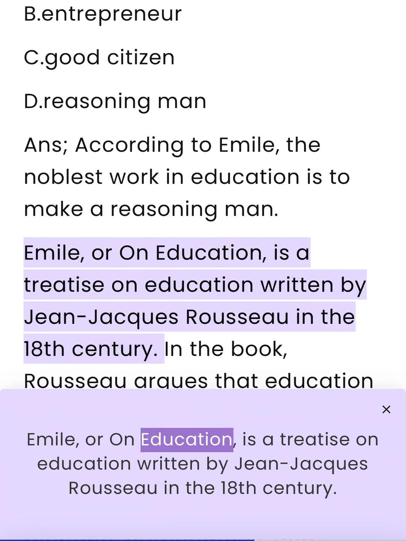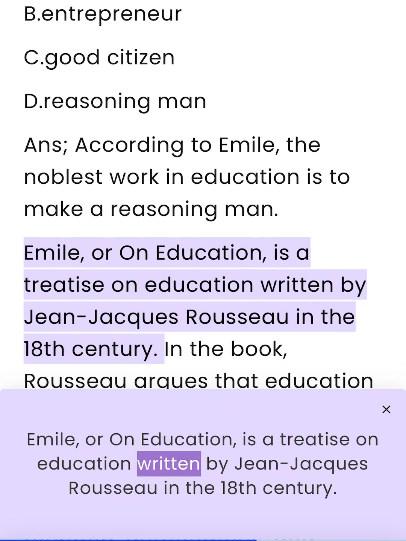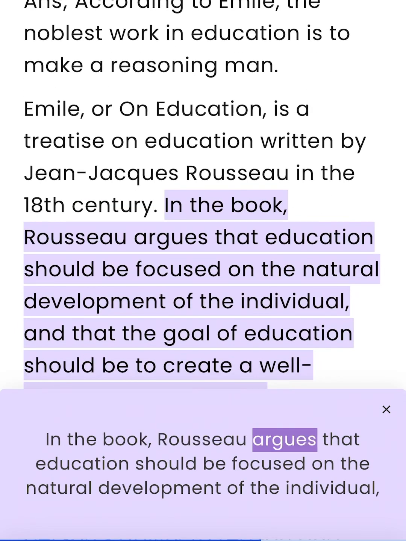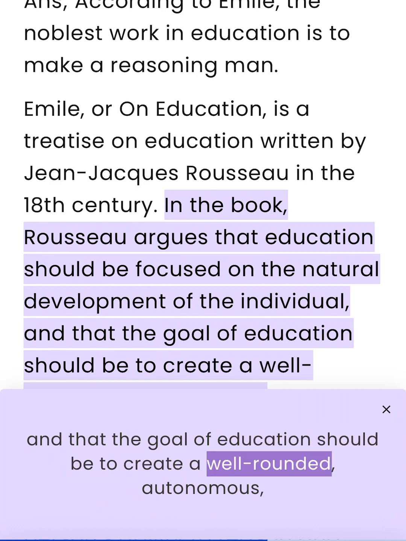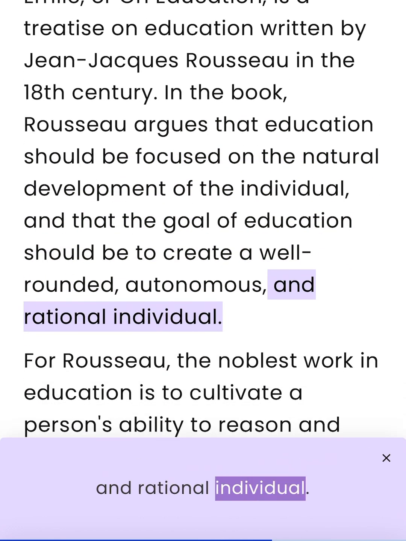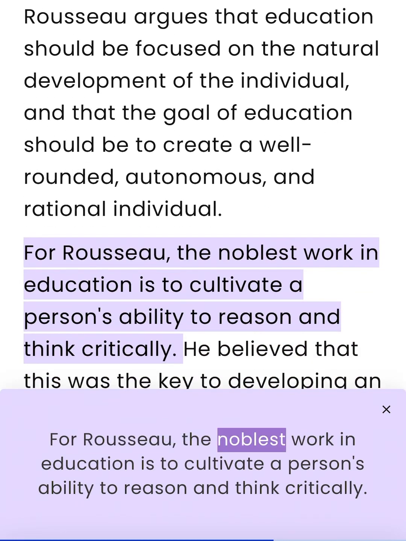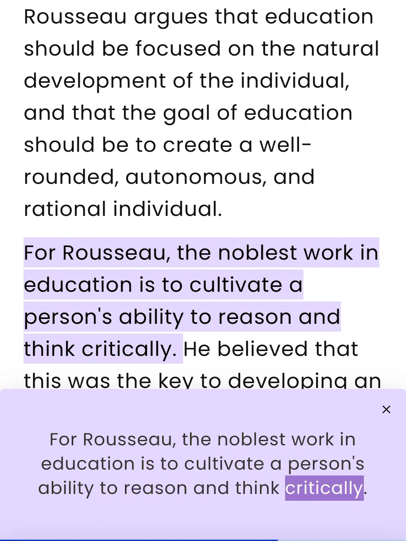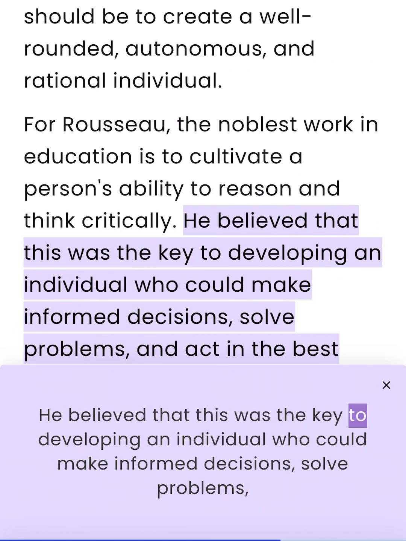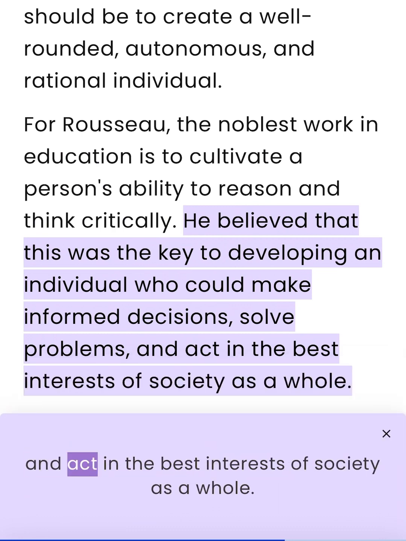Emil, or On Education, is a treatise on education written by Jean-Jacques Rousseau in the 18th century. In the book, Rousseau argues that education should be focused on the natural development of the individual, and that the goal of education should be to create a well-rounded, autonomous, and rational individual. For Rousseau, the noblest work in education is to cultivate a person's ability to reason and think critically. He believed that this was the key to developing an individual who could make informed decisions, solve problems, and act in the best interests of society as a whole.